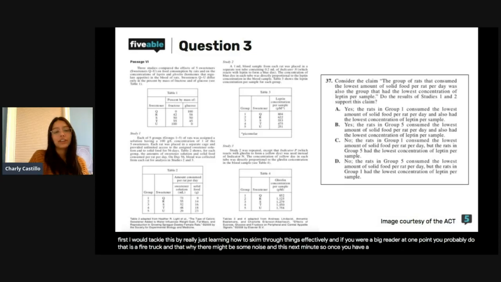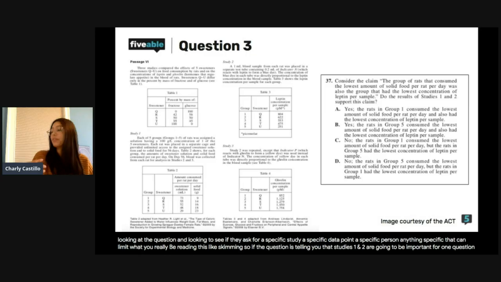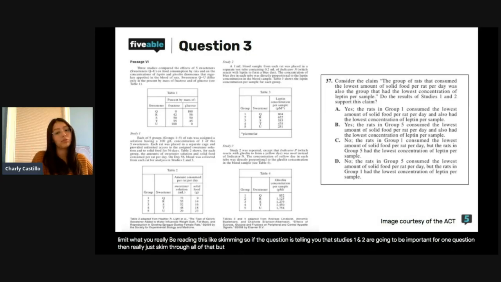So once you have a really good skim, I always recommend looking at the question and looking to see if they ask for a specific study, a specific data point, a specific person, anything specific that can limit what you really need to actually read in depth, because you're going to be reading this like skimming. So if the question is telling you that studies 1 and 2 are going to be important for one question, then really just skim through all of that, but really focus on 1 through 2. So that's how I would suggest reading these actual questions for the science section.